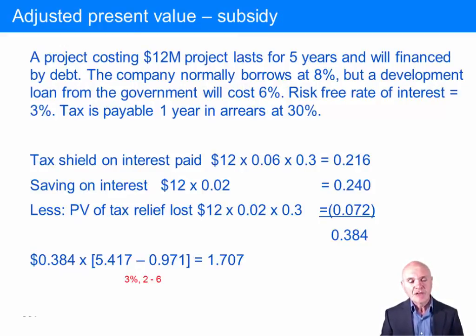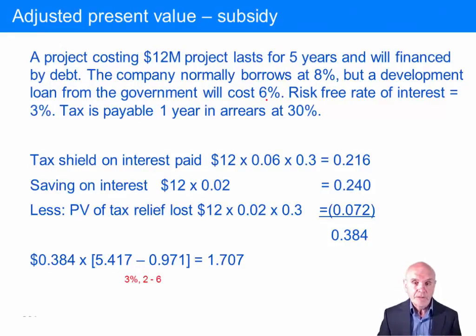So here we have a project which is costing 12 million, lasts for 5 years, and will be financed purely by debt. The company normally borrows at 8%, but the special development loan from the government will cost 6%. It's really letting it off 2%. The risk-free rate of interest here is 3%, and taxes are payable 1 year in arrears at 30%. What is the effect on the project?